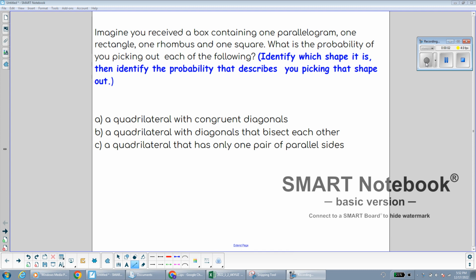So imagine that we have a box containing a parallelogram, a rectangle, a rhombus, and a square. Let's figure out the probability of picking out each of the following. So in total, there are four shapes in this box. So I know that this probability is going to have to be out of four.